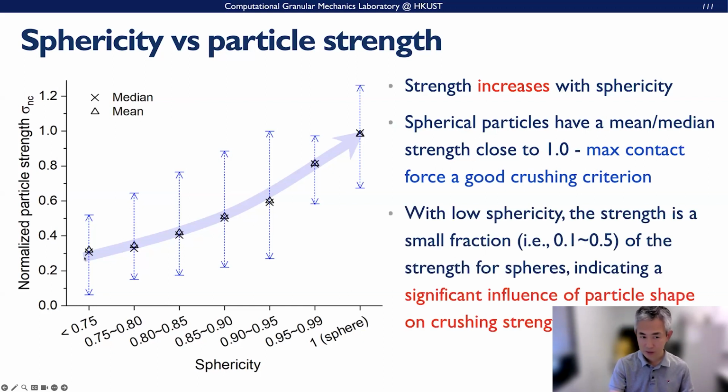And when the sphericity becomes low, the strength will be a very small fraction, like even 0.1 to 0.5. It's basically 10% to 20%, or 20% to 50% here, right? Okay, of the spheres here. And so the particle shape plays a very important role, reducing the strength of the particles. So that is one indicator.